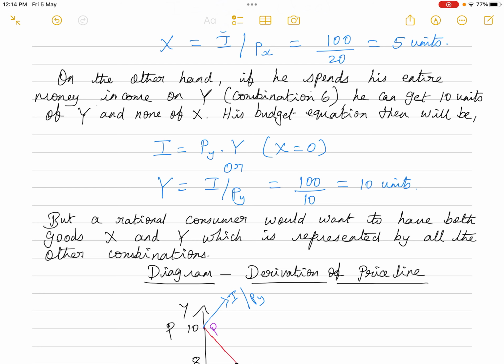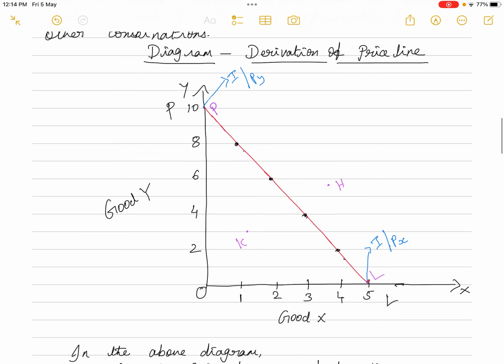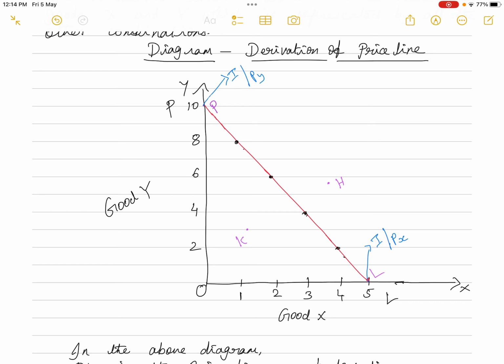See, budget line or price line, they both are the same. Okay, so now you can see in this diagram, x-axis and y-axis as usual, good X and good Y. So at one extreme, he can purchase 10 units of commodity Y, that is marked by P. Okay, and then at another extreme, he can purchase 5 units of commodity X, that is marked by alphabet L. Now you join these two points P and L, you get a straight line. So PL is the budget line or the price line. So the consumer can purchase any one of the combinations that is lying on the budget line.